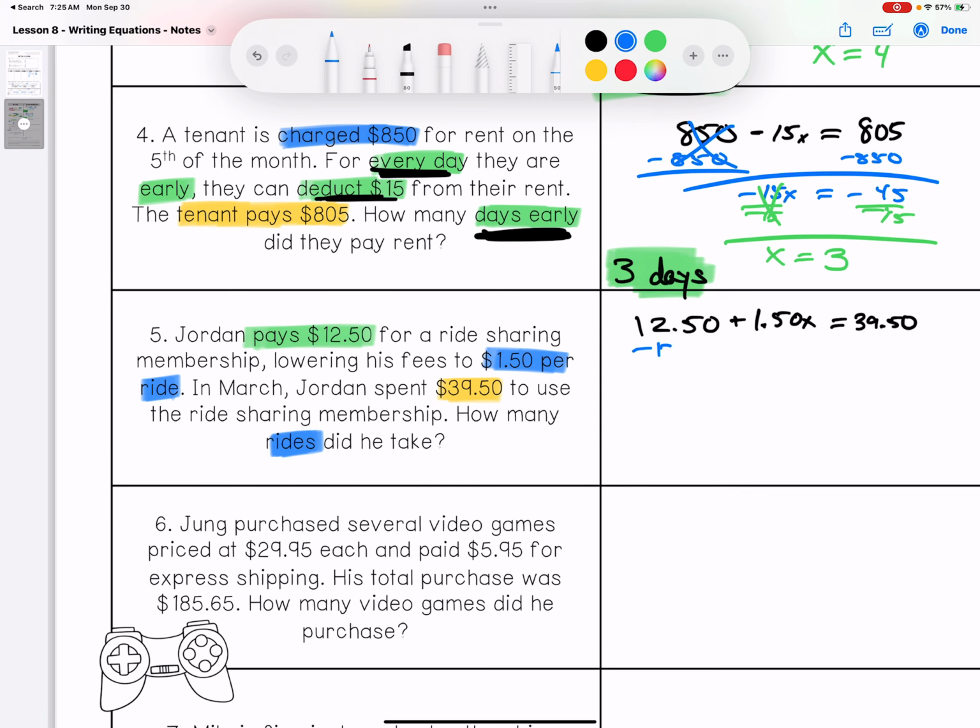Now I'm going to undo the addition or subtraction first, which is $12.50. And I'm left with 1.50x equals $27. And I'm going to divide by 1.5. And I'm left with x equals 18. So the answer is 18 rides.